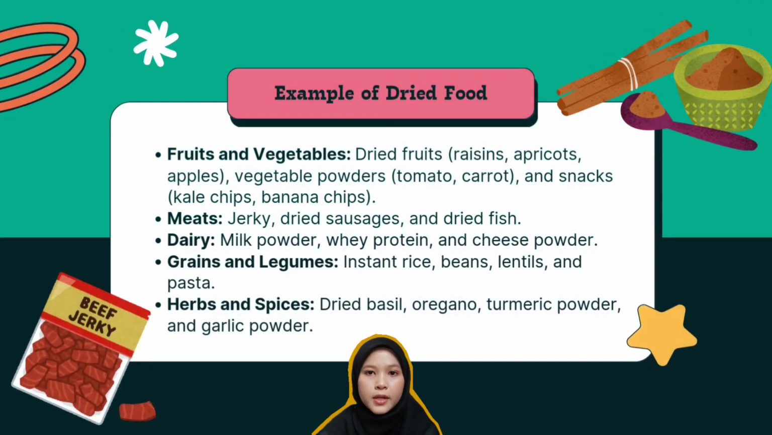Some common examples of dried foods include, firstly, fruits and vegetables, such as raisins, apricots, vegetable powders, and snacks like kale chips. Secondly, mixed products such as jerky and dried sausages. Thirdly is dairy products such as milk powder and cheese powder. Then, grains and legumes such as instant rice and lentils. And lastly, herbs and spices, which is dried basil and turmeric powder.